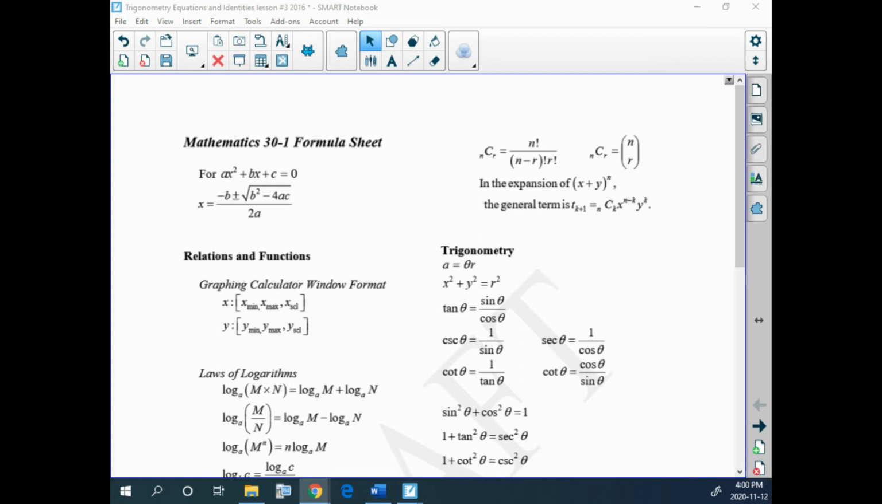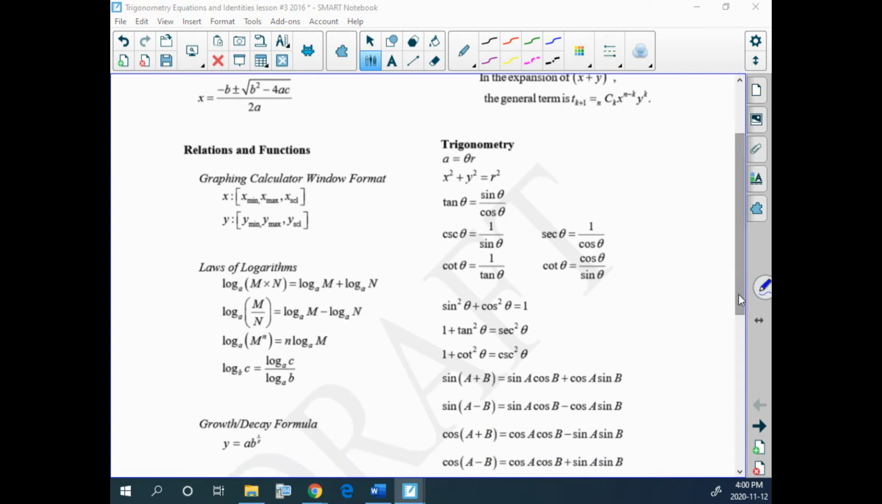Okay, last lesson we talked about these identities. We talked about how to use them. We proved them using basic trigonometric identities. Sine is equal to opposite over hypotenuse, etc. Today we're going to look at that and go the next step further.